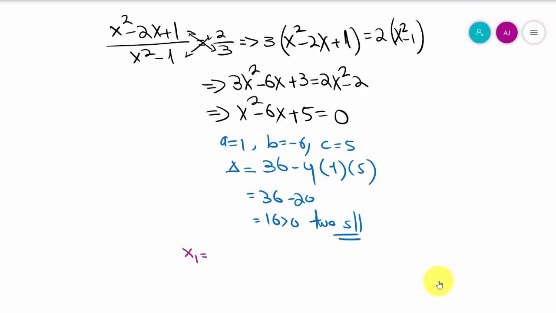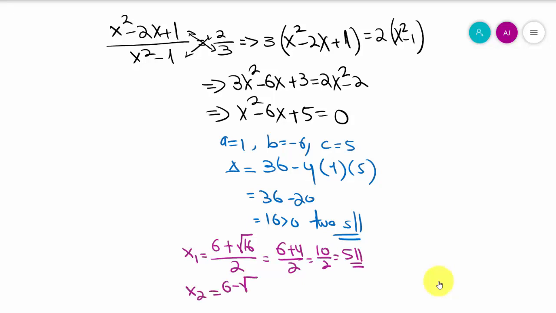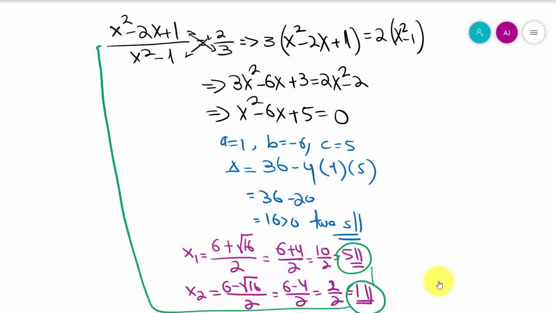x1 is equal to minus b, which becomes plus 6, plus square root of 16, divided by 2 times a, which is 2. This is 6 plus 4 divided by 2, which is 10 divided by 2, which is 5. This is one of the solutions. The second solution is 6 minus square root of 16 divided by 2, which is 6 minus 4 divided by 2, which is 2 divided by 2, which is 1. Therefore 5 and 1 are the solutions to this quadratic rational equation.